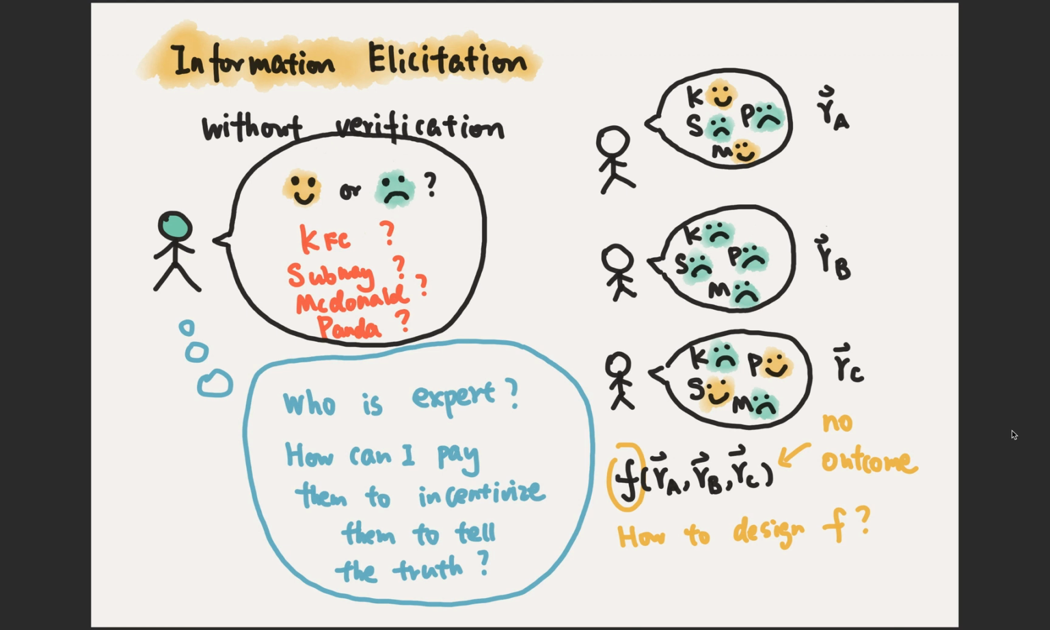And still we can see here it's not like the weather forecast setting where we have an outcome and can verify the crowd's answers. Here, since their opinions are actually subjective, there is no outcome here. We cannot verify their answer. So still, we want to design this scoring rule F, which takes the crowd's feedback as input, but without any outcome information. And the problem is how to design F in this situation.